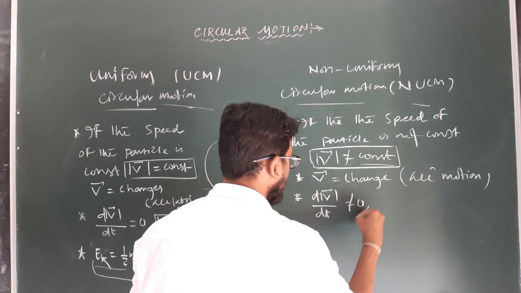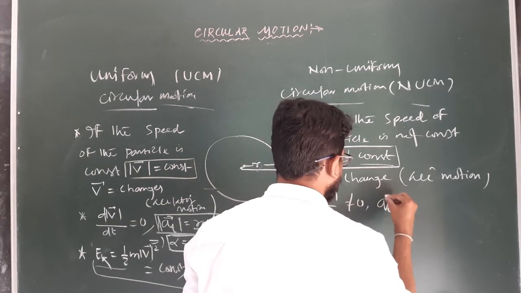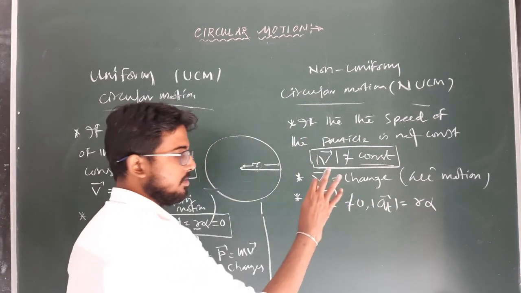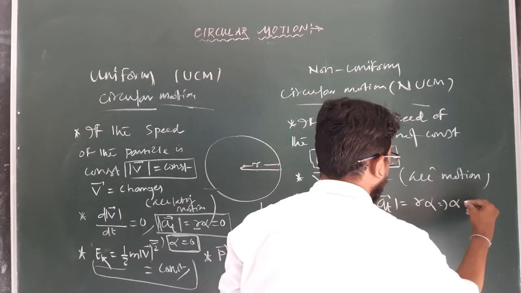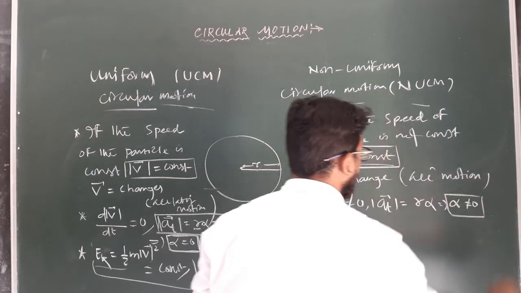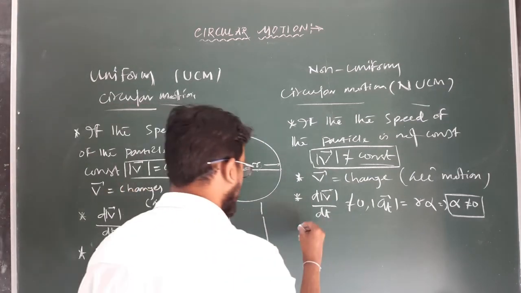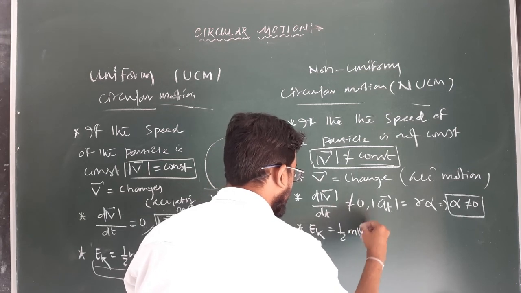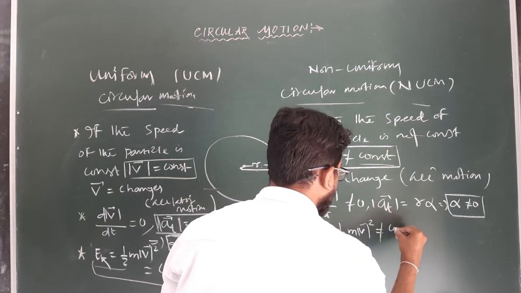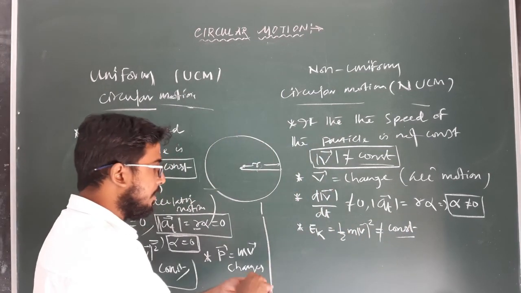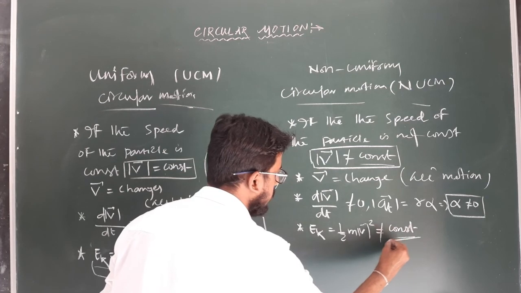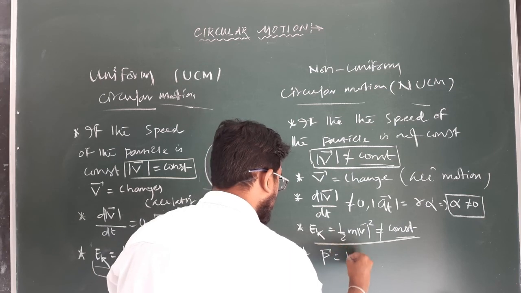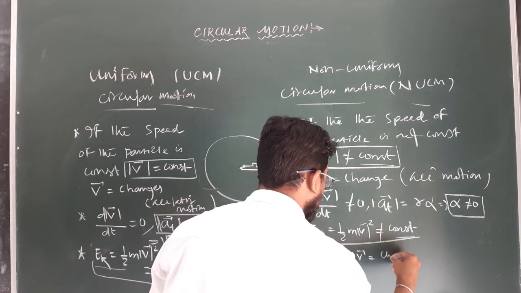d|v|/dt is not equal to 0. So a tangential is equal to how much? R alpha is there, it's not equal to 0. So this implies alpha is not equal to 0. So in non-uniform circular motion, the angular acceleration is not equal to 0. Here kinetic energy, which is equal to half m |v| square, is also not constant. It varies, as at each and every point the speed changes, so the kinetic energy also changes. And the momentum also changes, m v vector also changes.